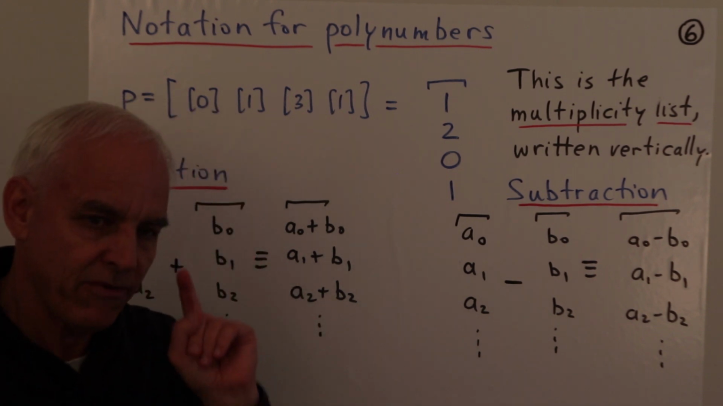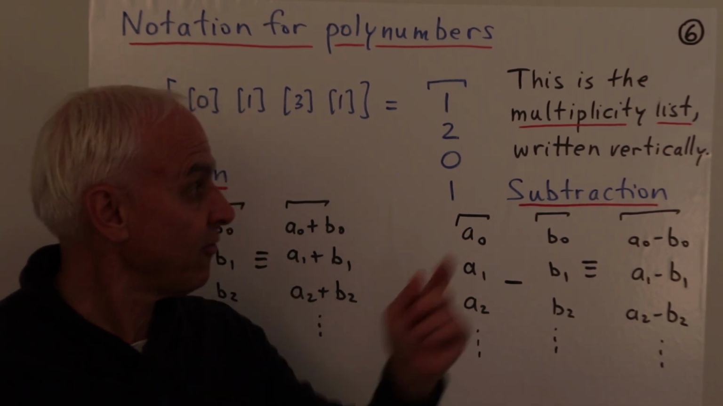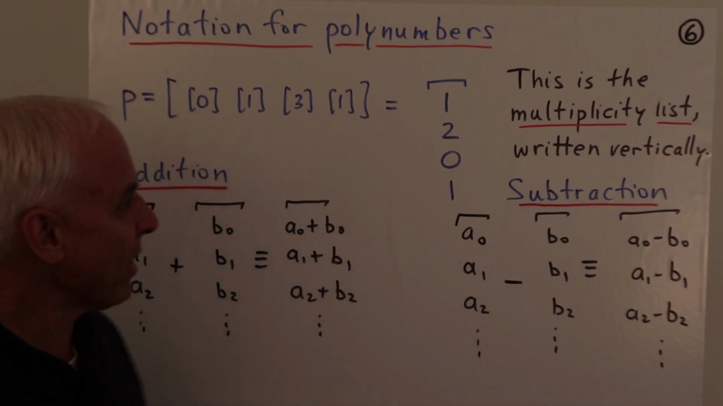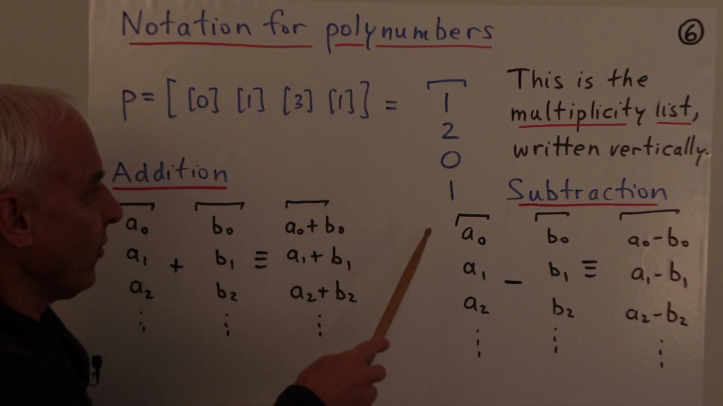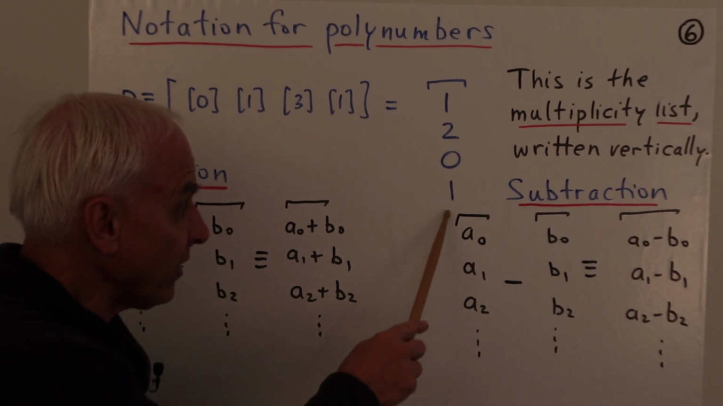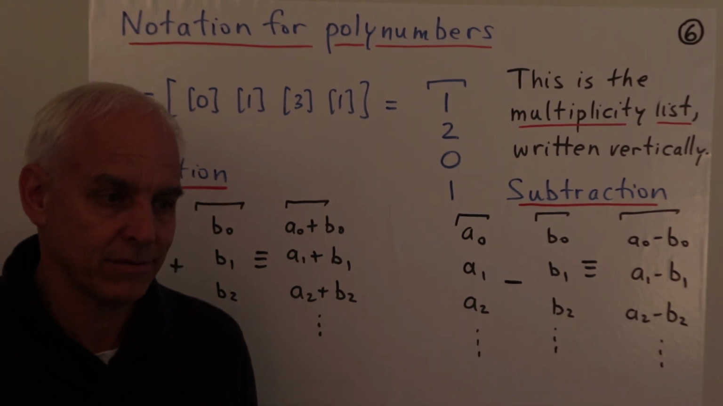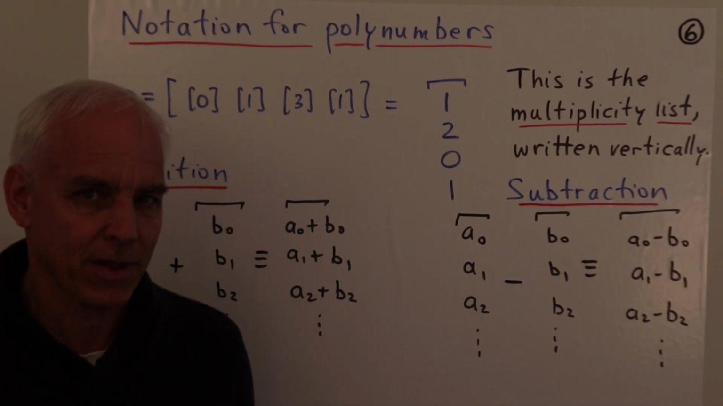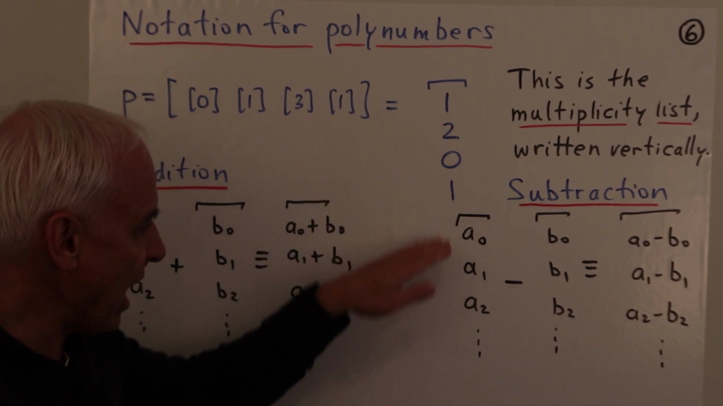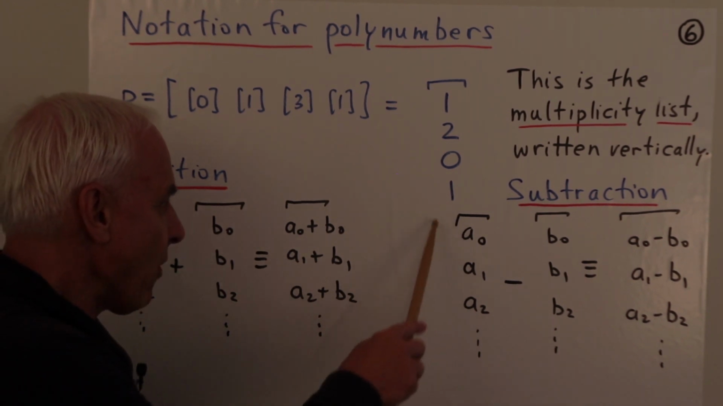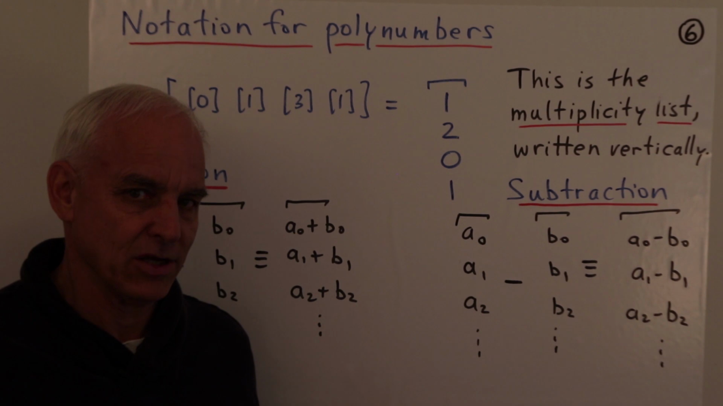Now notice that there's a little bit of ambiguity here because this multiplicity list is not entirely unique, because we could say, but wait a minute, there's also 0 singleton 4s. So we could add a 0 underneath there and it would still be a valid description of this polynumber. So how many things we actually write down is a little bit up in the air if we allow ourselves this possibility of writing additional zeros.